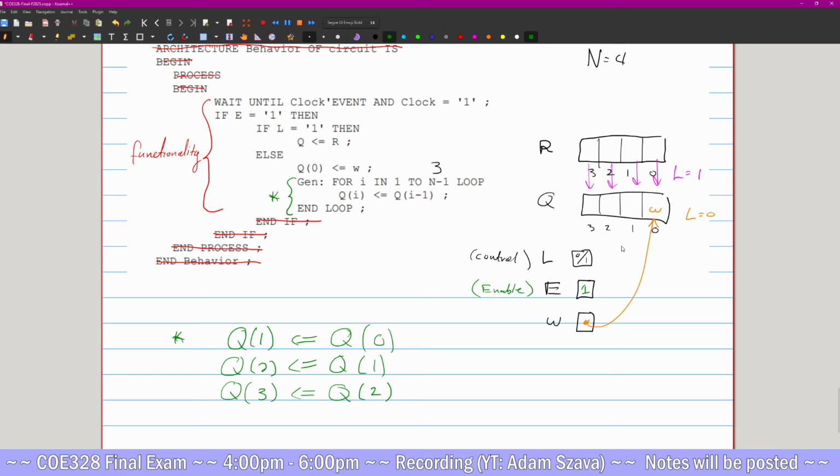Someone's asking, for L equals 1, is Q being assigned the value of R, or is R being assigned the value of Q? Q is being assigned the value of R. Both of those are 4 bits.